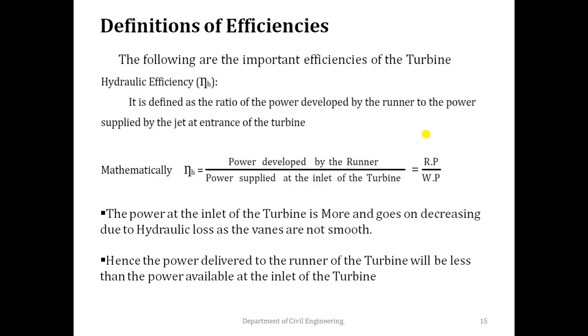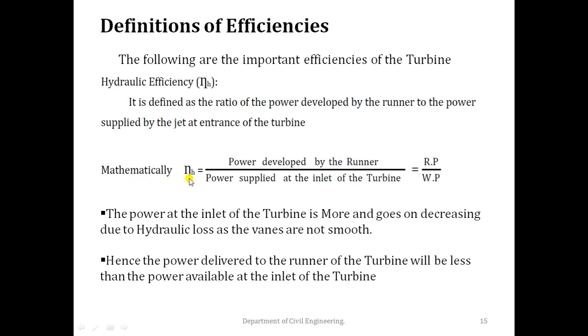Coming to the definitions of efficiencies, we'll be studying about 4 important efficiencies of the turbine. The first one is hydraulic efficiency. Hydraulic efficiency will be denoting it as eta H. So this hydraulic efficiency is defined as the ratio of the power developed by the runner to the power supplied by the jet at the entrance of the turbine.